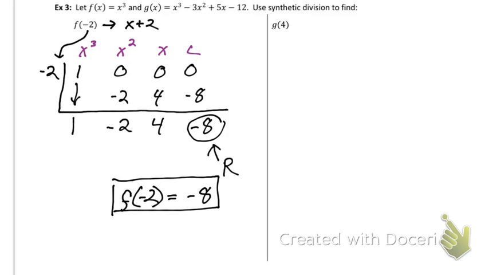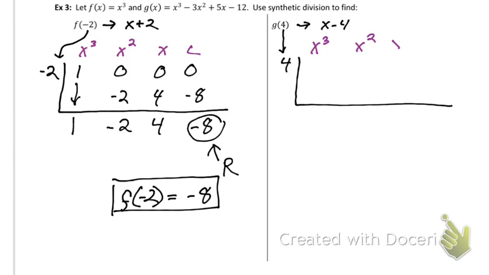All right, one last one. We're doing g of 4. If I was doing ordinary division, I would divide by x minus 4. But since I'm doing synthetic, I'm just going to take that 4 out. Set up my synthetic. Okay, I have x cubed is my biggest power, so I need to have an x squared. I need to have an x, and I need to have a constant. Well, we have 1x cubed. We have negative 3x squareds. We have 5x's. Negative 12 for our constant.